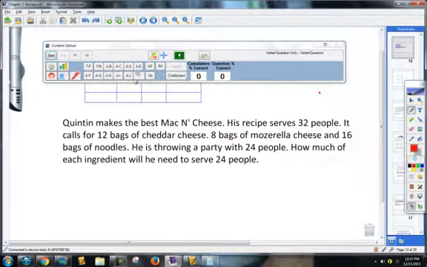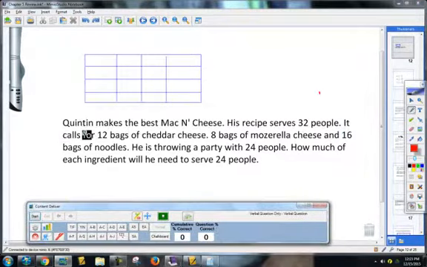Okay, so here we have this question. Quentin makes the best mac and cheese. His recipe serves 32 people. So this recipe that his family has passed down calls for 32 people.